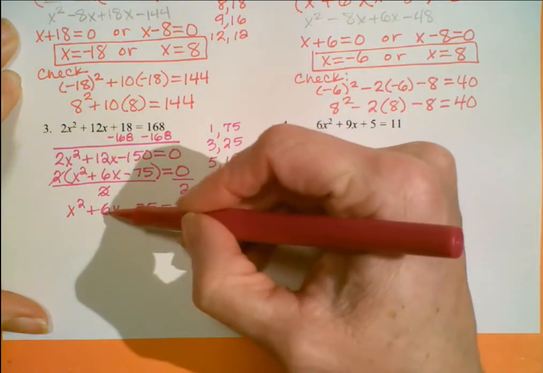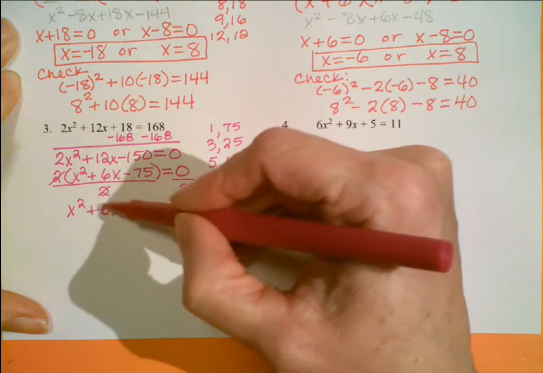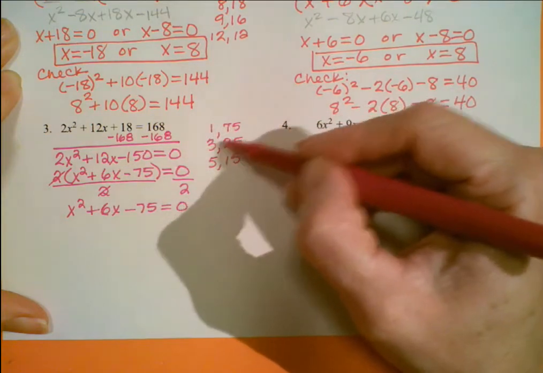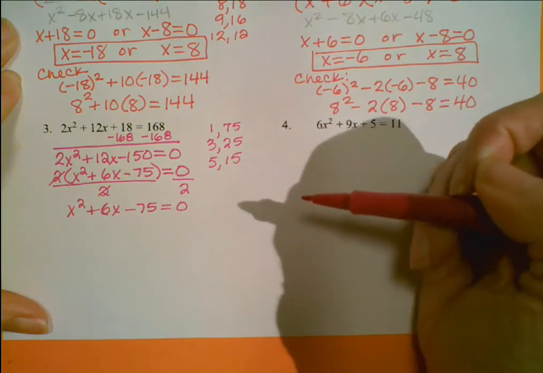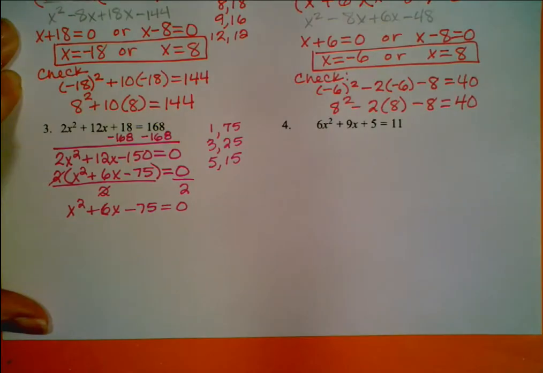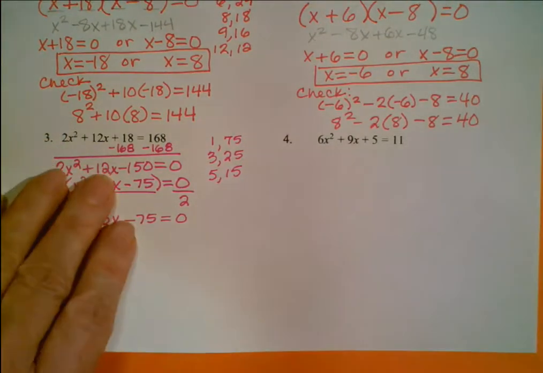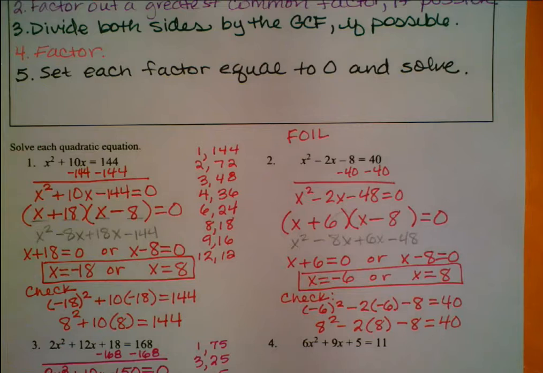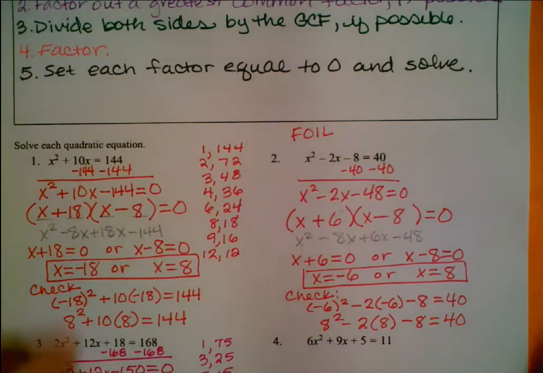Now, we need a pair that have a difference of 6. In this case, none of them have a difference of 6, which tells me this one is not going to factor into two binomials. When that happens, you need to use what's called the quadratic formula. The quadratic formula, I'm going to write this up here at the end of my little set of notes so that you have it if you should need it.